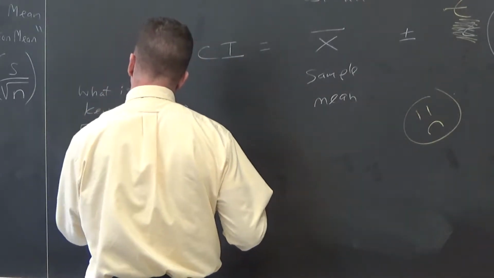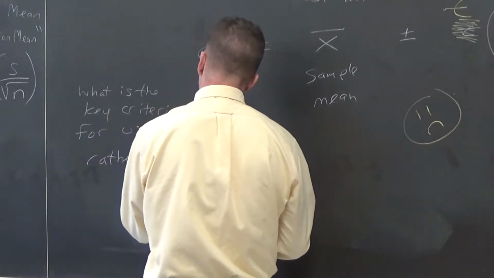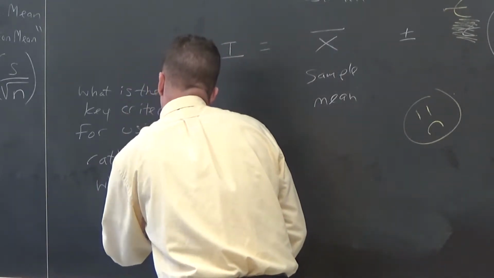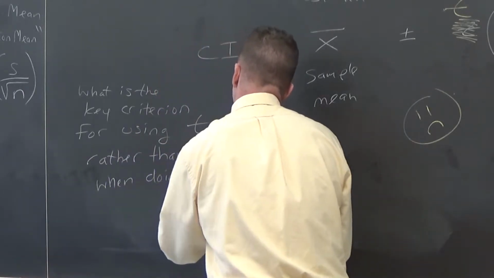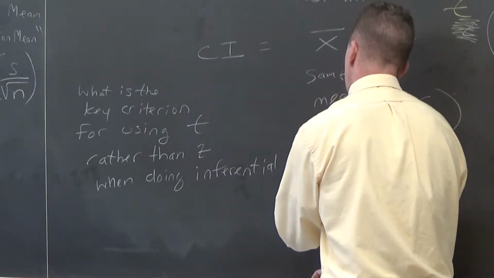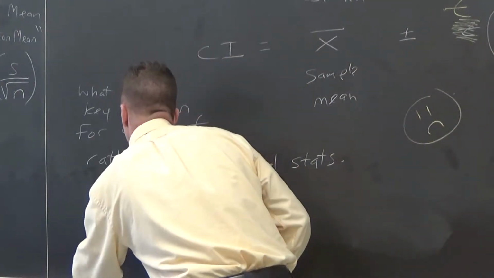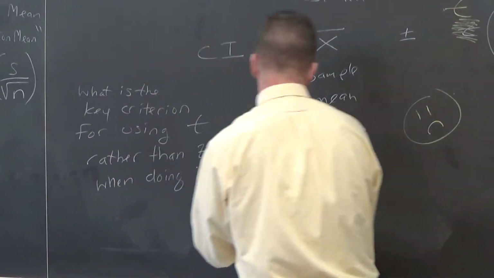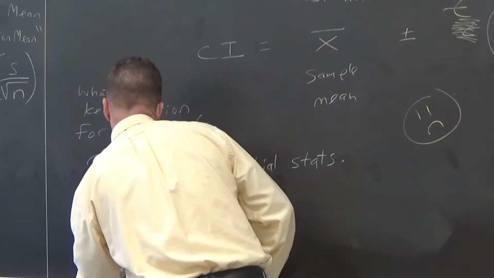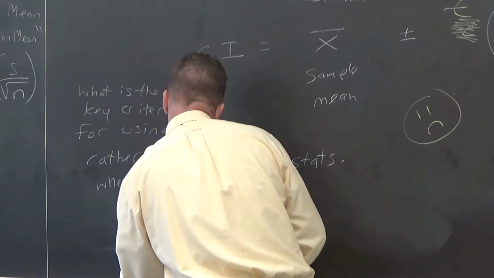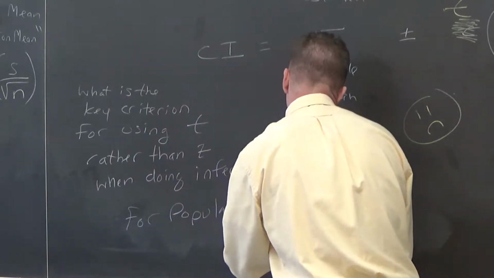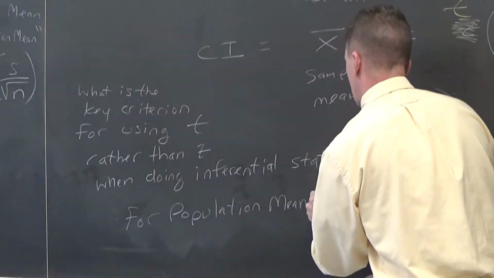rather than, what have we always used? Z. And you go, when are we going to be doing this? When we do inferential stats. Inferential statistics. You can just put STATS, period. About inferential statistics. And this is dealing with the population mean. For population means. Okay, someone puts this out, I'll put a question mark, we're going to put the answer.